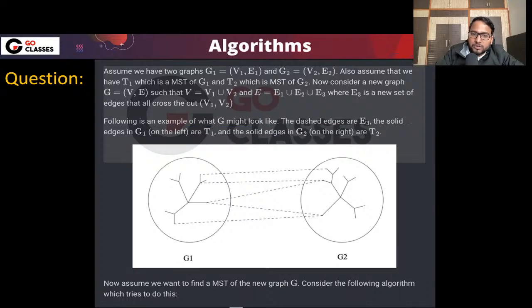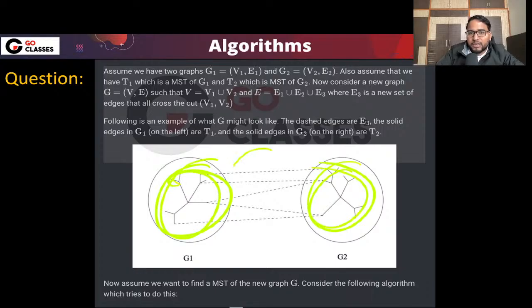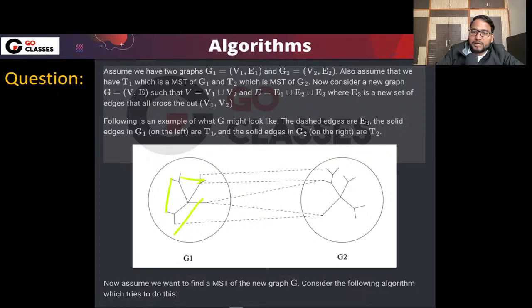I hope you understood. So they are saying this is T1, this is T2, and these are E1, these are E2, and E3 is this. I mean, the edges here are basically the complete graph, so multiple edges might be there. So this is E1, this is E2. Now assume we want to find the MST of this complete graph G using this algorithm.